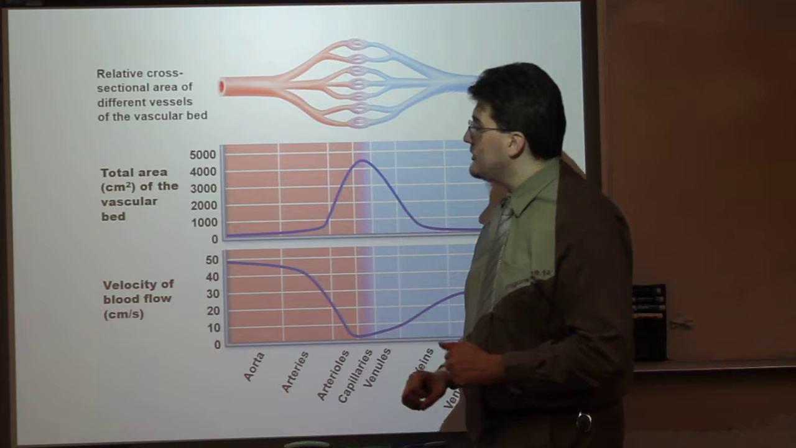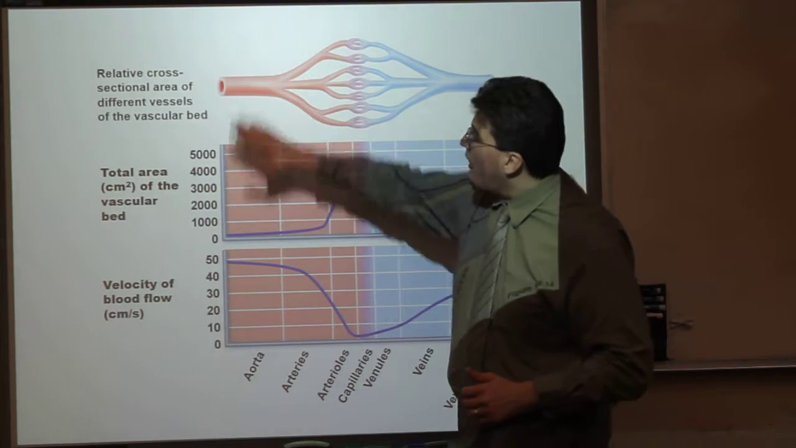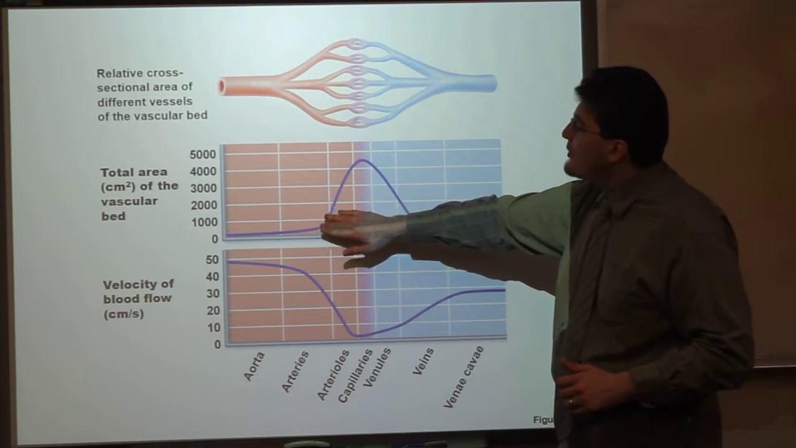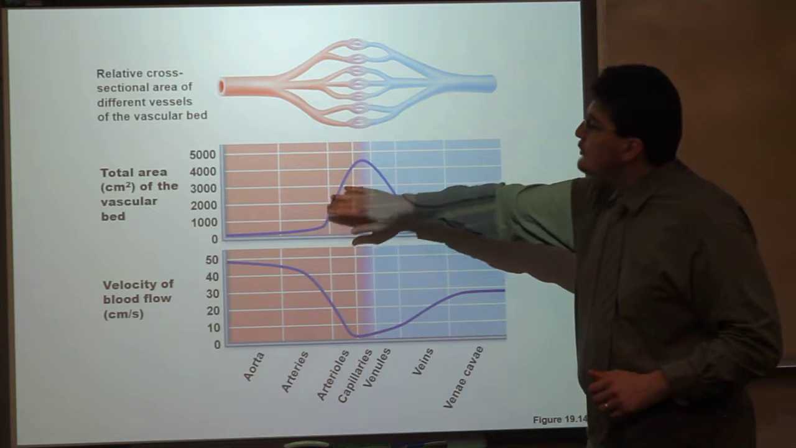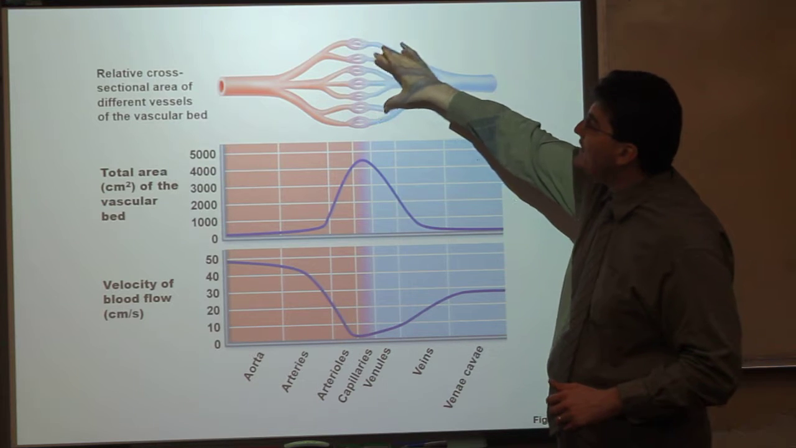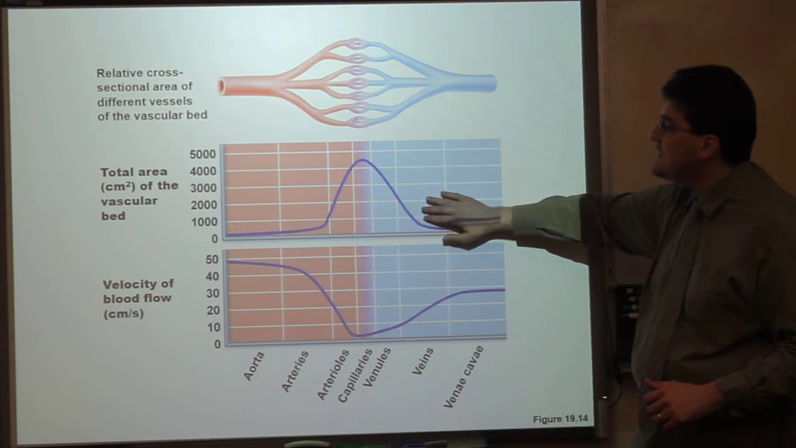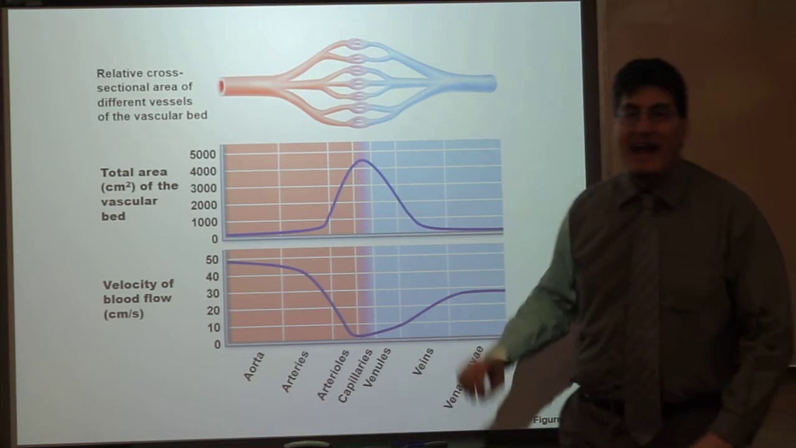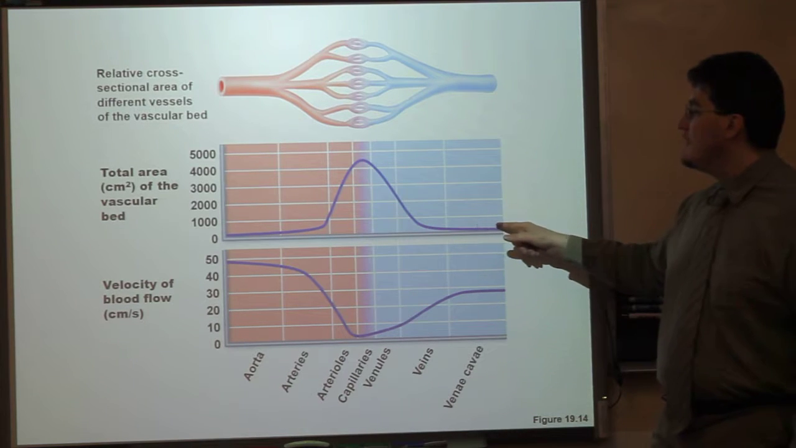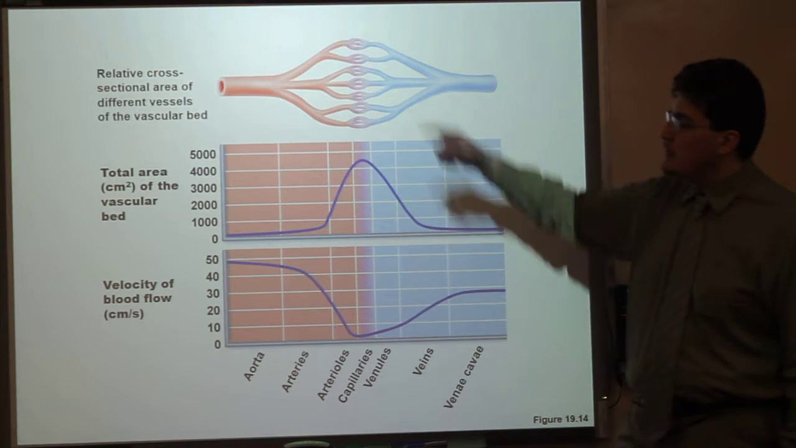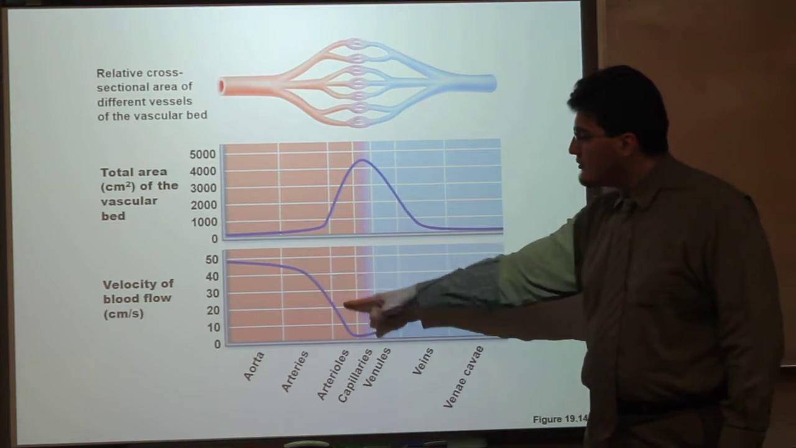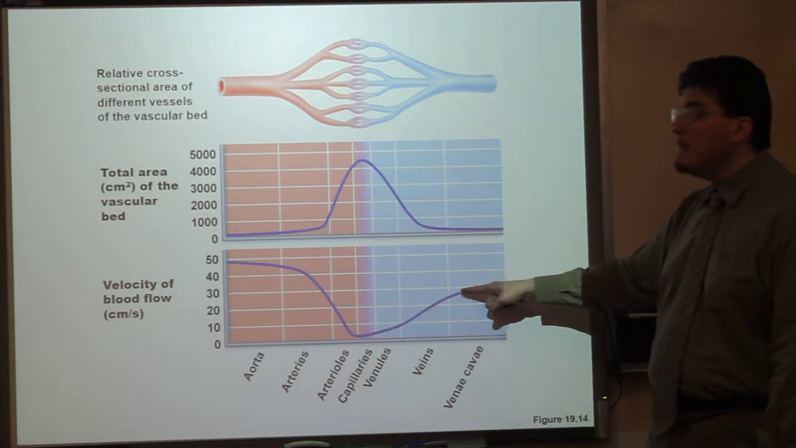The total cross-sectional area of the large arteries is low. And as we go into more and more branches, the total cross-sectional area rises. And then as those branches come back together, that total cross-sectional area decreases again. And since our veins have a larger cross-sectional area than do arteries, our velocity of flow is going to be fastest in arteries, slowest in capillaries, and then medium in veins.